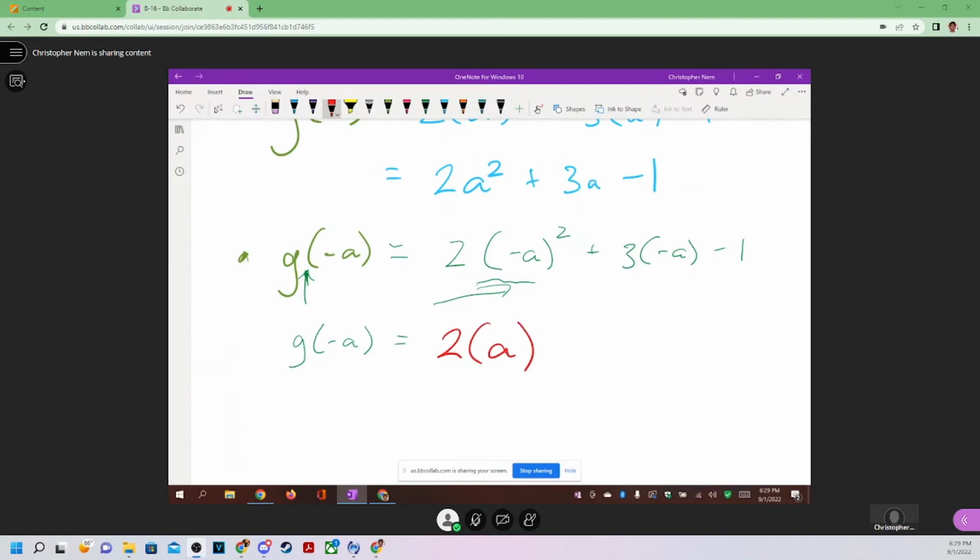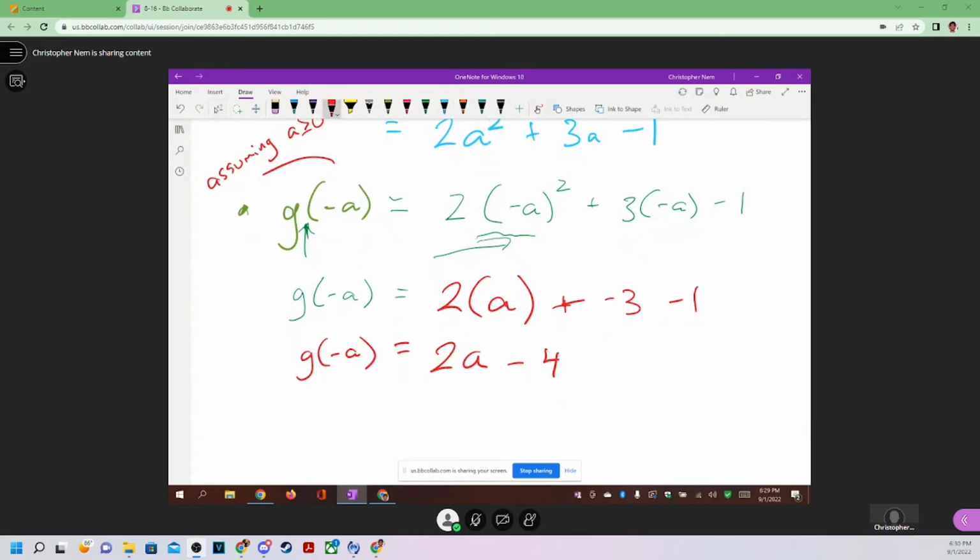Oh, this is assuming a is positive. Assuming a is positive, you'll have this behavior. 2 times a. And then plus, well, 3 times negative a. If a is a positive number, that means that's a negative value. So we have plus negative 3 minus 1. If we simplify that, we have 2a minus 4. Okay, so now we have that.